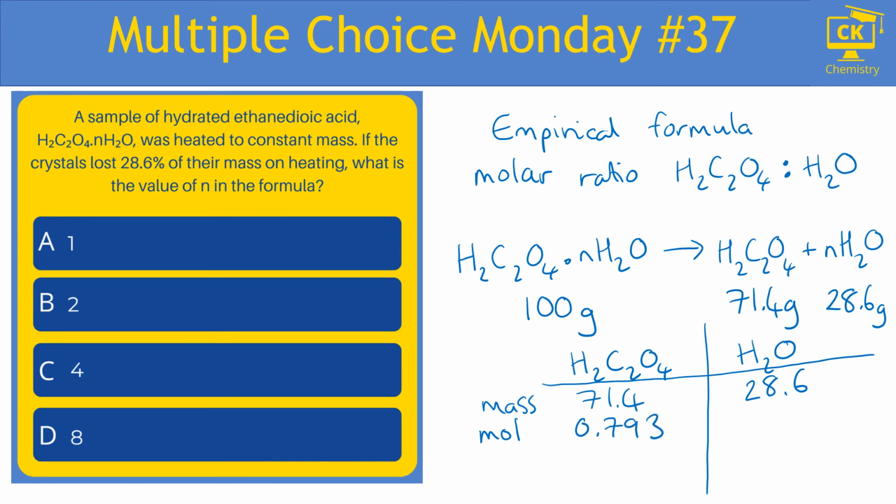0.793 moles. And then if I take my 28.6 and divide it by the molecular mass of water, which is 18, I get 1.589 moles. The next thing we do to get a whole number ratio is divide both of those by the smallest number, 0.793, and what we get is a 1:2 ratio, meaning that N in the formula is 2.